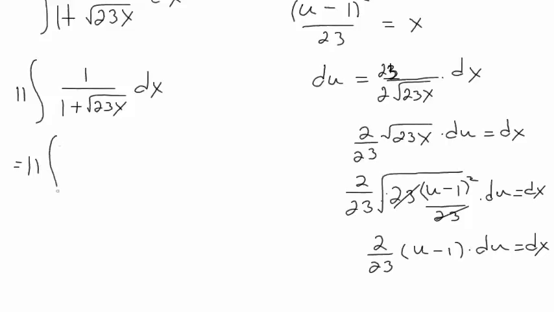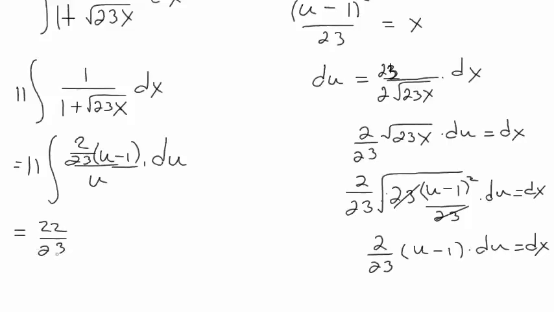Let's go ahead and do our substitution now. So 1 plus square root of 23x, that is going to get replaced with a u. The dx is going to get replaced with a 2 over 23 (u minus 1), 2 over 23 (u minus 1), and then du. Alright. Now I'm going to take this 2 over 23 and just bring it out front. So we end up with 2 over 23.